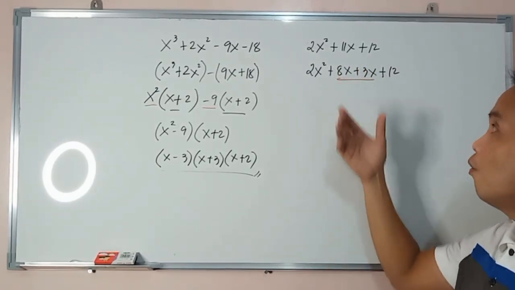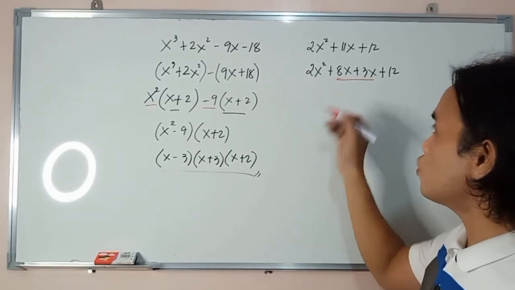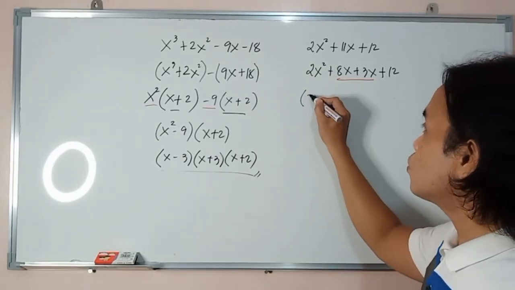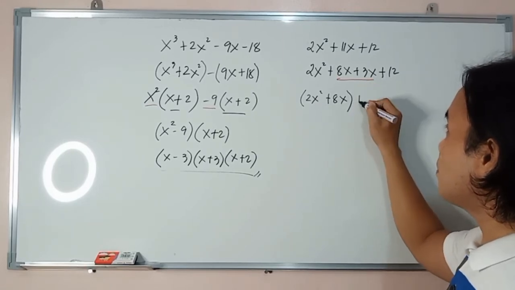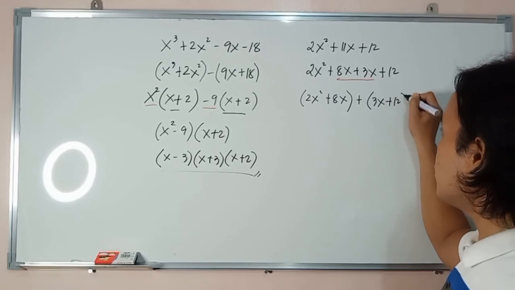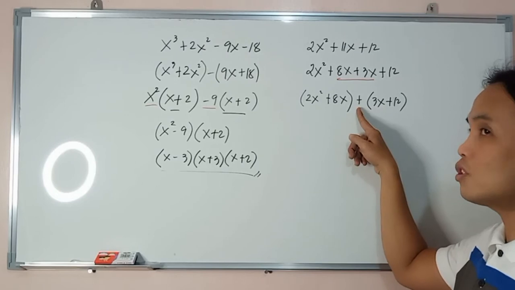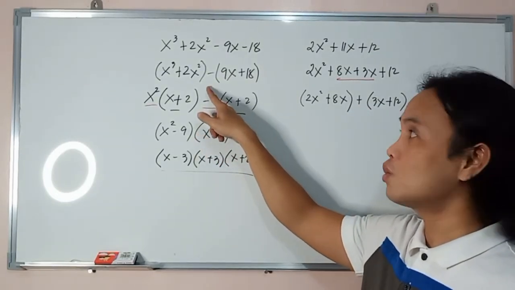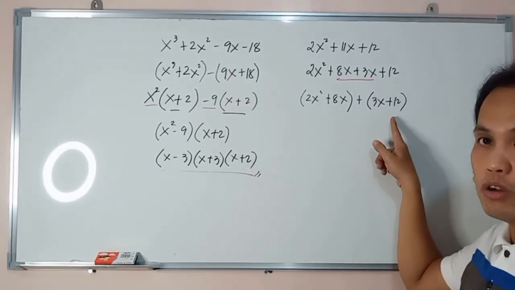So this time, we can now group this polynomial by using the first two terms and the last two terms. We have 2x squared plus 8x, we copy plus, we copy 3x, we copy plus 12. Now, we do not change the sign inside the parentheses because the sign outside is positive. Unlike with this example, this is negative. So that's why we change the sign here. We just simply copy 3x plus 12.